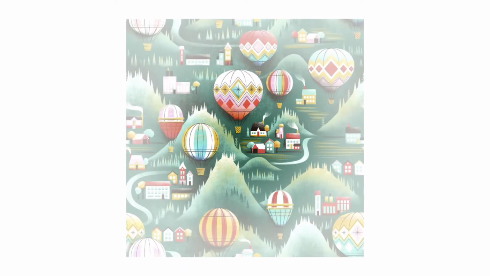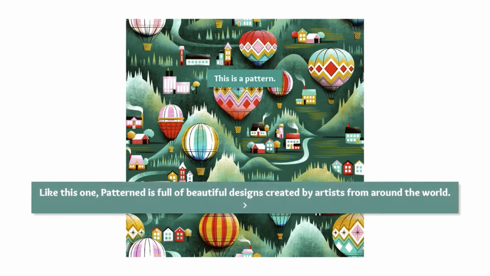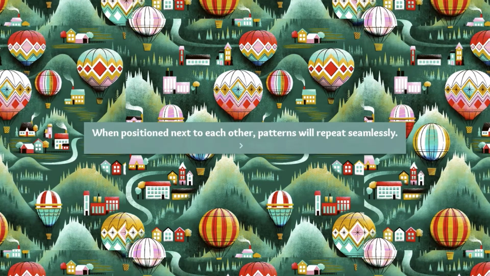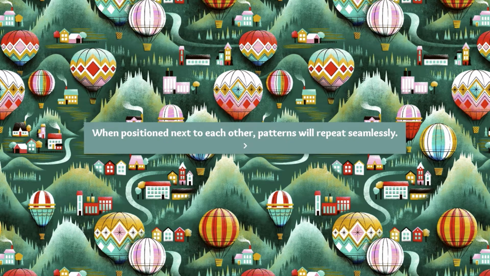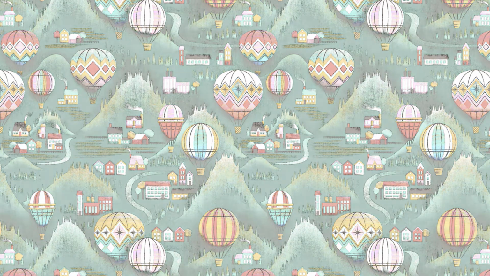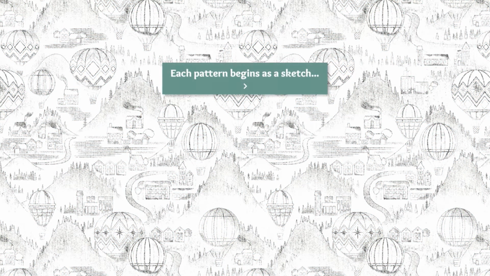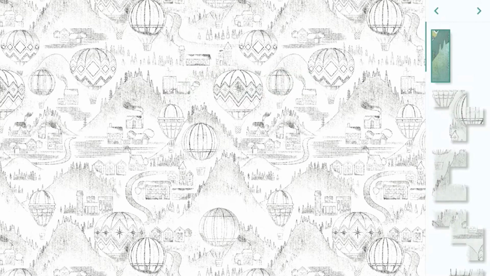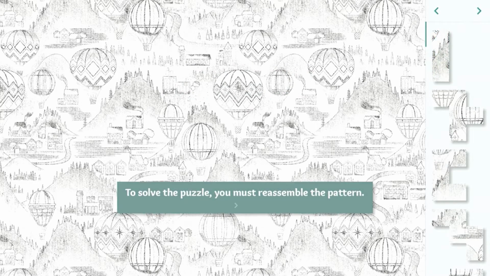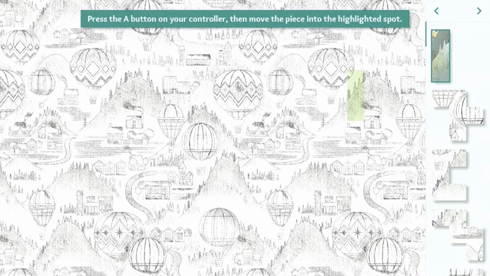So we're gonna go to show me how to play, just to kind of get a little bit of a tutorial here. So this is a pattern. Like this one, pattern is full of beautiful designs created by artists. Okay, when positioned next to each other, they are seamless. Okay, now it just kind of transitions to like a black and white sketch here. So to solve the puzzle, you must reassemble the pattern. So yeah, we're doing like a reassembly here.